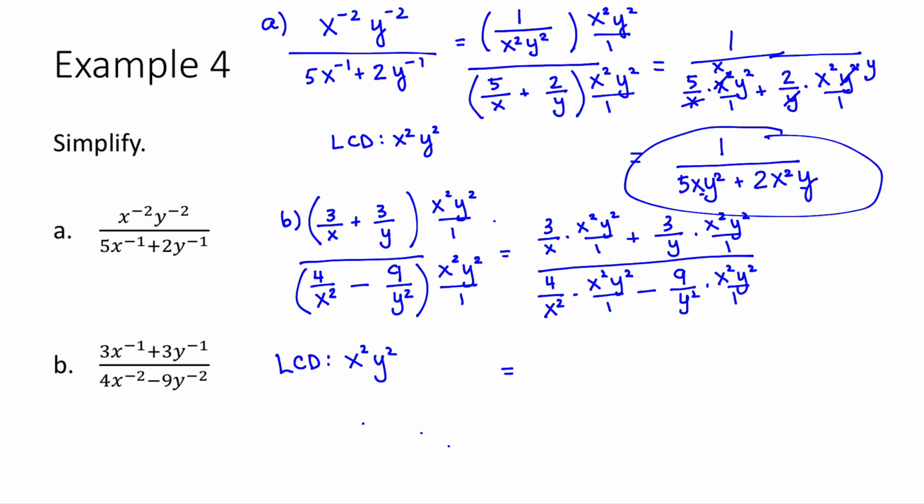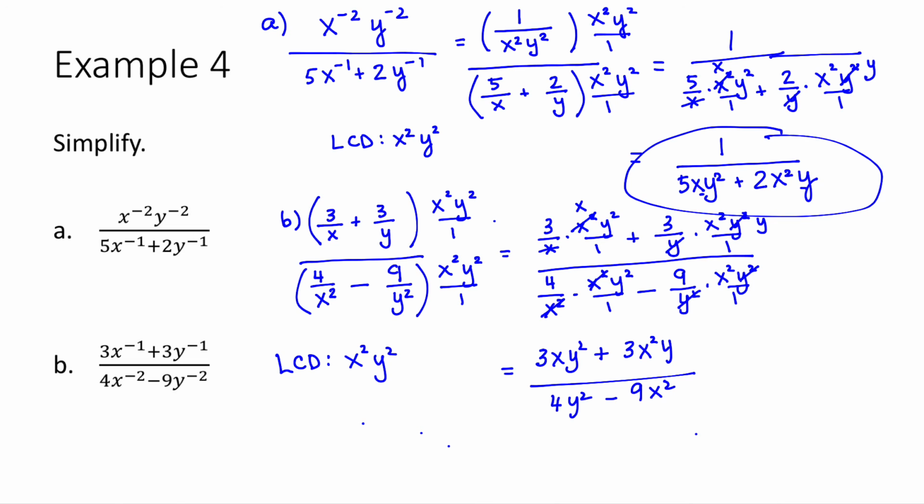Okay. Let's see what we can simplify. X goes into x squared x times, so that's going to be 3xy squared, plus y goes into y squared y times, so that's 3x squared y. In the denominator, the x squareds cancel, and I have 4y squared, minus y squareds cancel, and I have 9x squared.